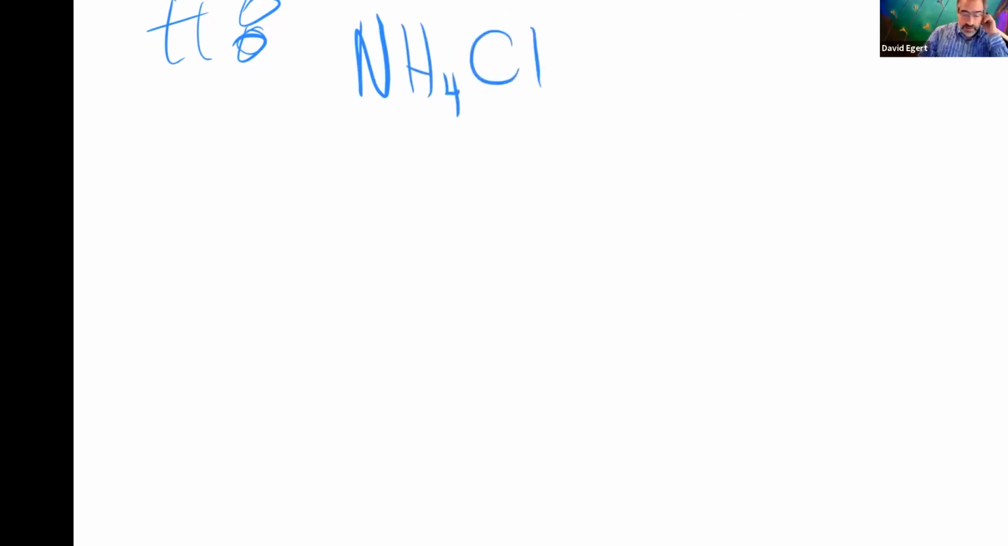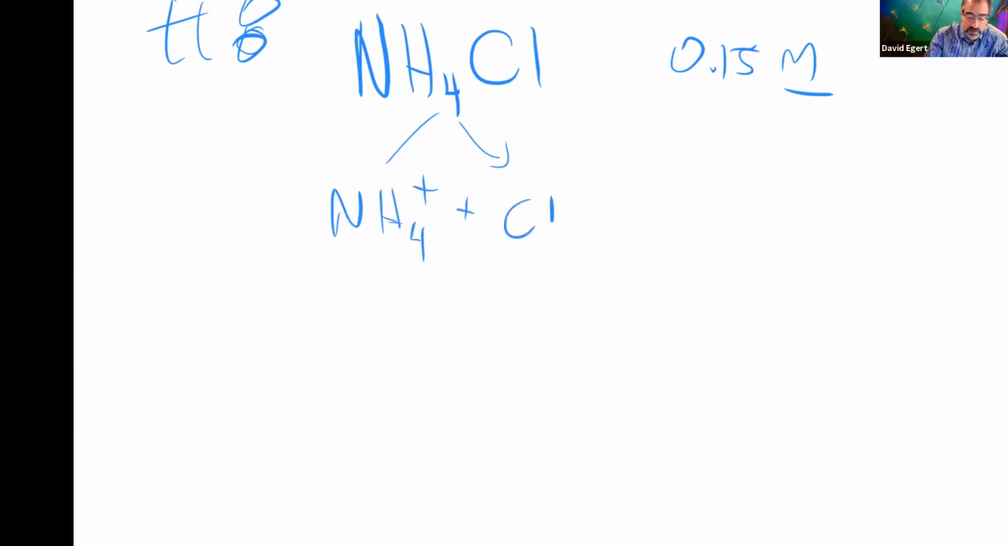Test tube 8. All right. So this is the ammonium chloride. This one is an interesting one. We have 0.15 molar ammonium chloride. What is the molarity of this thing? 0.3. It's 0.3. So this is going to dissociate. It's going to become ammonium ion. So it's going to be at 0.3 molar.